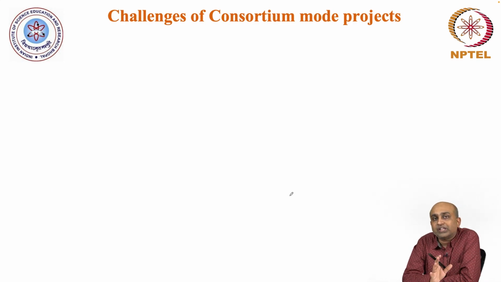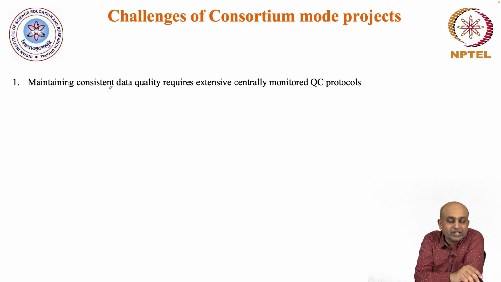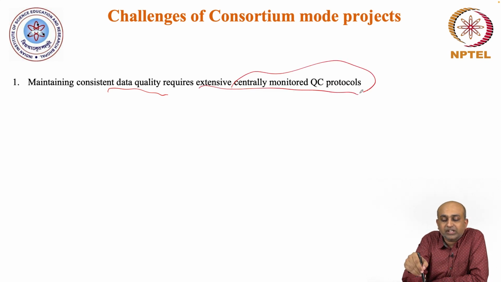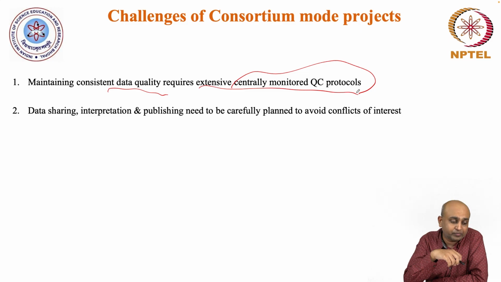But this is not to say that there are no challenges associated with consortium mode projects. Of course there are, right? For example, we said that data quality can be maintained, right? We can have higher quality, but generally this requires extensive centrally monitored QC protocols. That is, you need some central governing body which ensures that all these entities adhere to certain protocols and they actually are generating data in that quality. So there can be this extra effort where central monitoring is required.